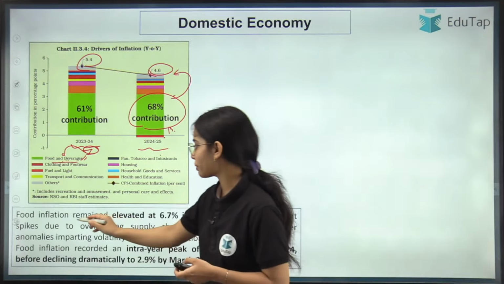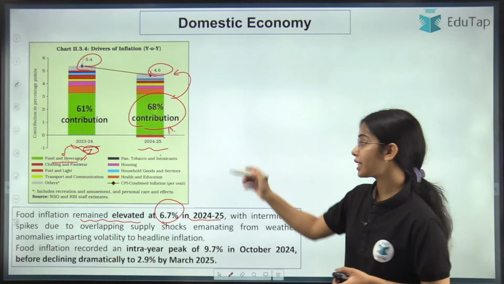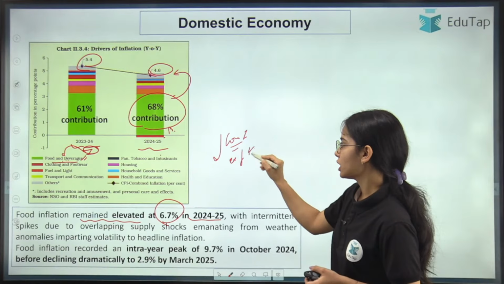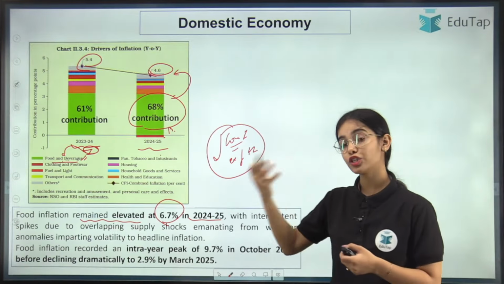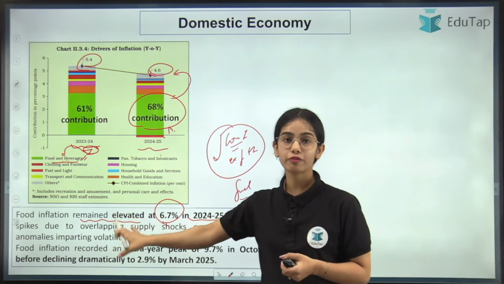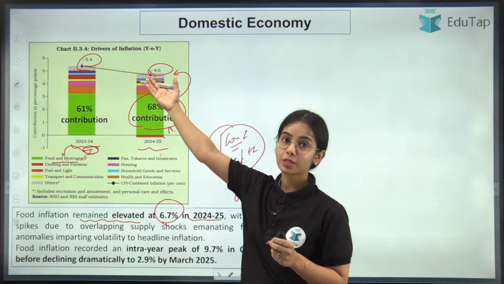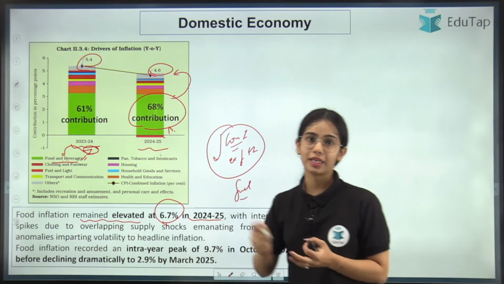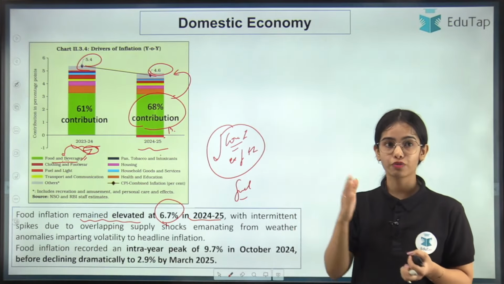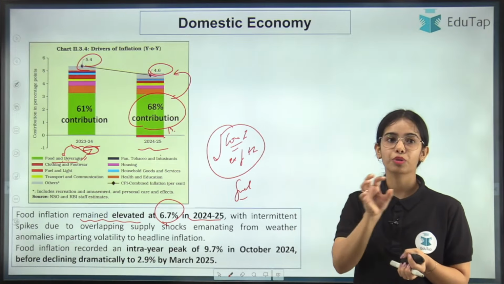So food inflation remained elevated at 6.7% in 2024-25. You can see that even though the core inflation, that is the CPI inflation excluding food and fuel, was decreasing, and there was deflation in the fuel prices, because the food inflation remained elevated at 6.7%, there was 4.6% of headline inflation, okay? Or 68% of contribution in the headline inflation was from food inflation. Majority of the effect was from the food inflation.